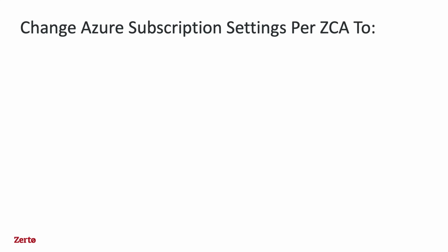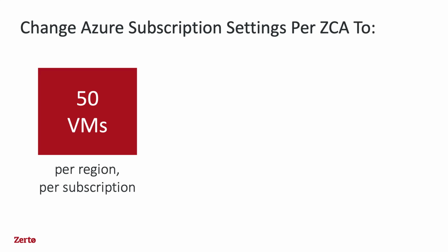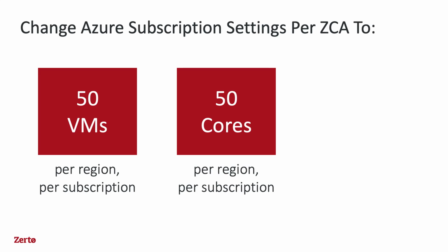Zerto uses virtual machine scale sets in Azure for replication and recovery operations. There are default Azure subscription limitations which need to be changed to achieve Zerto's full native scale capabilities. You'll need to increase the default number of VMs per region per subscription from 20 to 50. You'll also need to increase the number of VMs per series. Cores per subscription per region needs to at least be 50 for DS1v2 series.